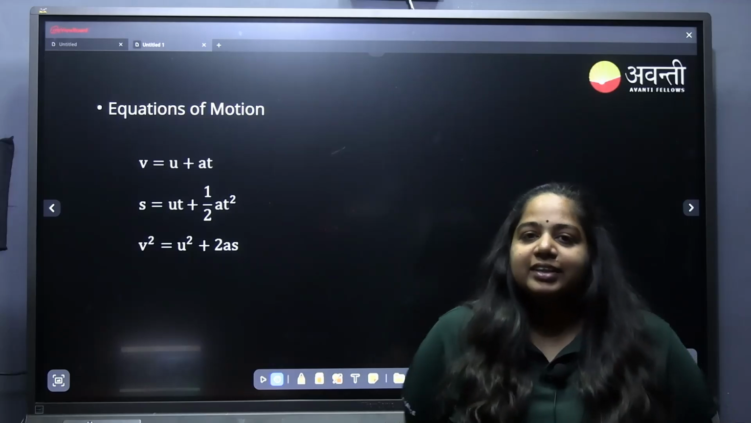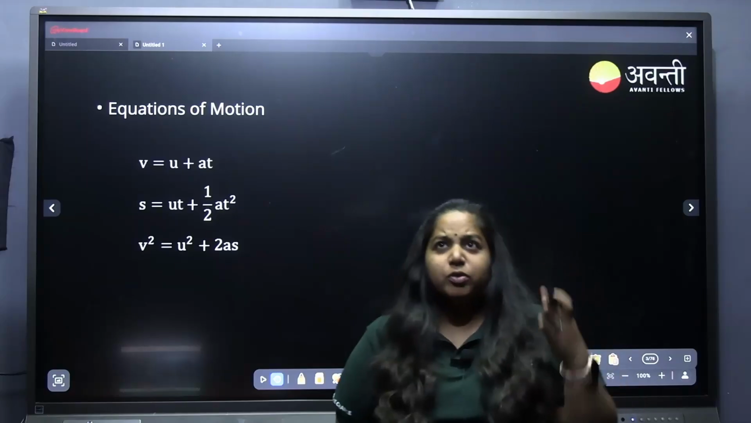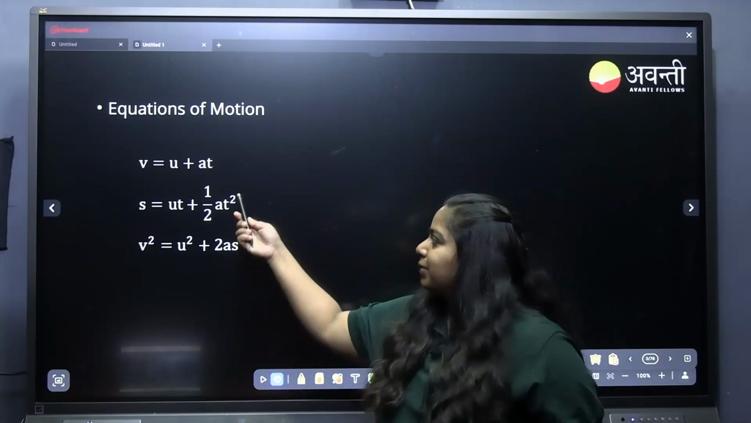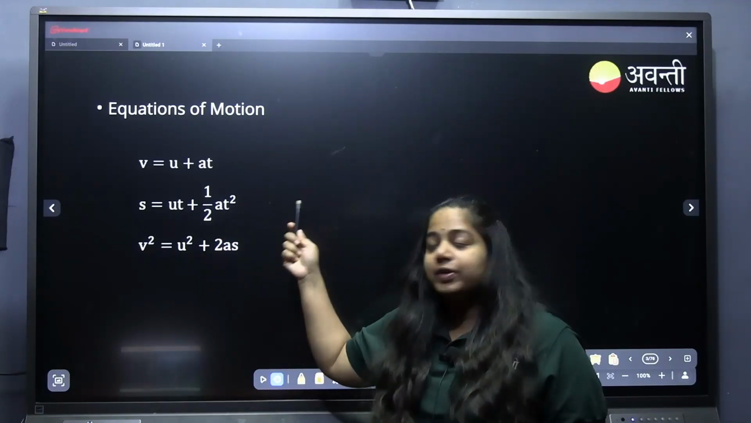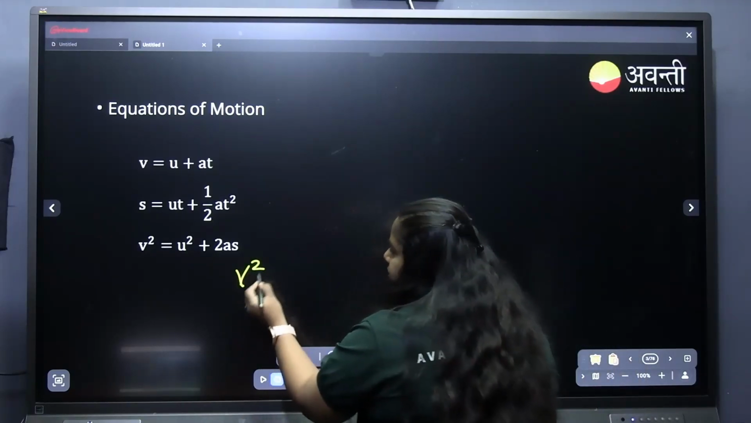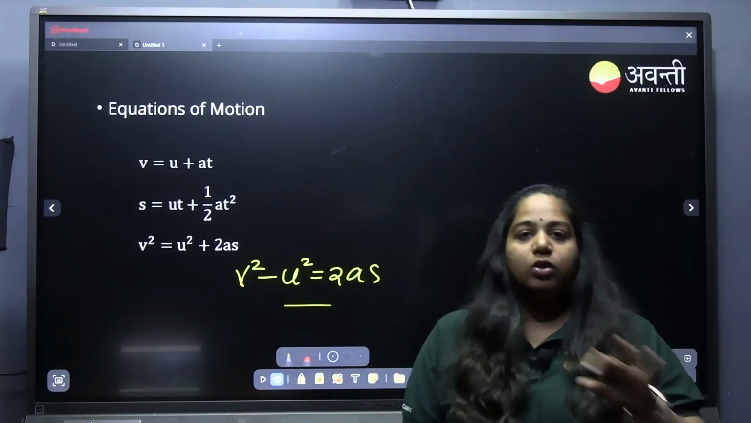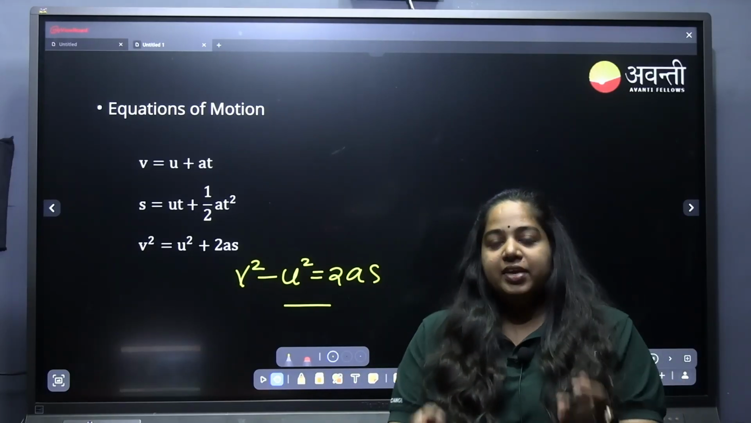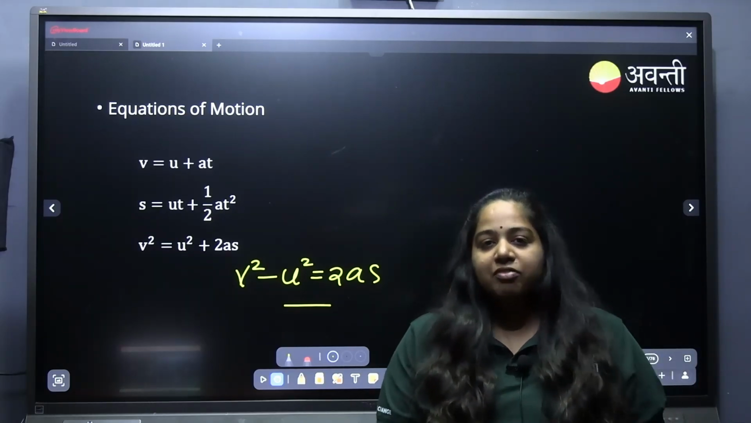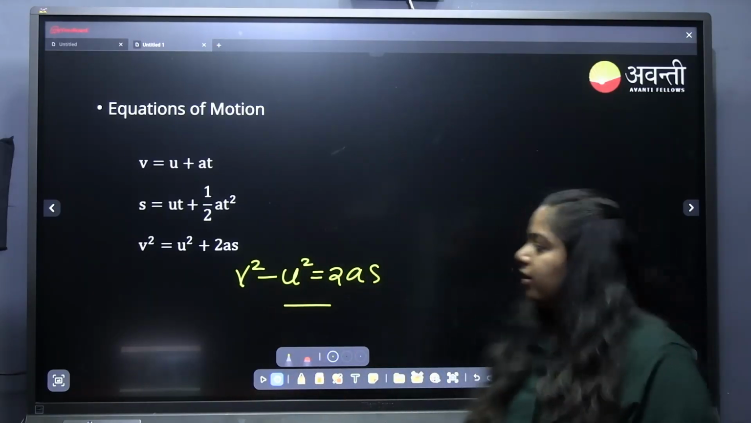First topic, that is Newton's equations of motion. Equations of motion you have been using since 9th, I guess. So you know these equations: v = u + at, s = ut + half at square, and v square = u square + 2as, or in this alternate form, v square minus u square = 2as. I hope all of you know these three equations. We need these basic equations to solve the problems, even though we are applying free body diagram and Newton's laws concepts in them.